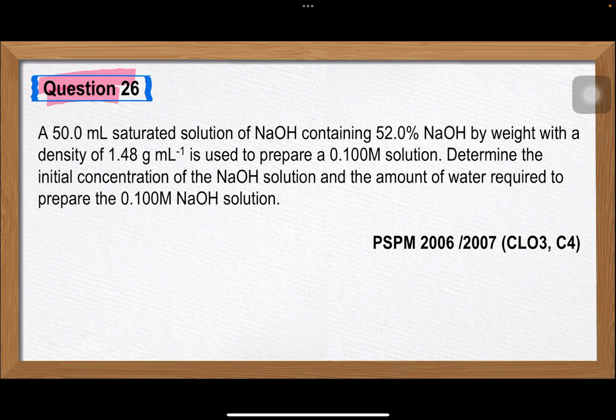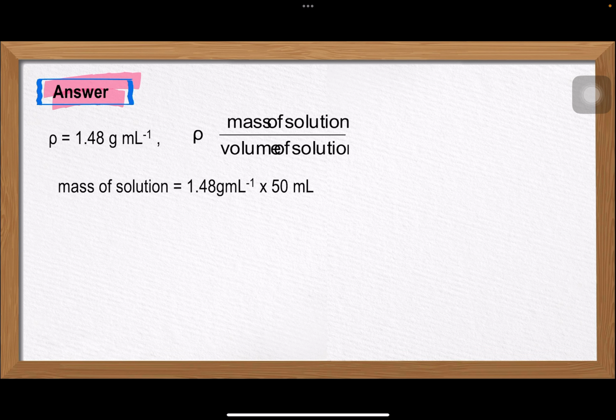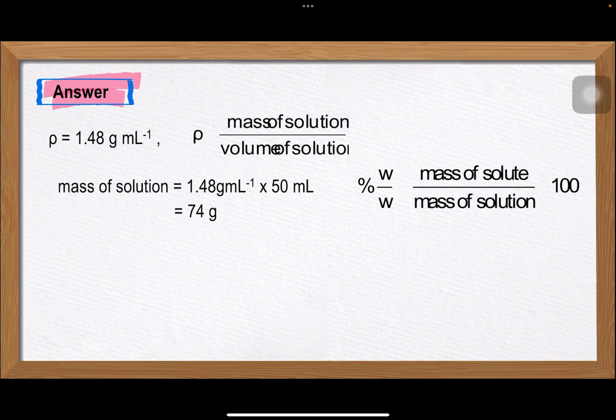50 ml saturated solution in NaOH contain 52% of NaOH by weight with a density 1.48 gram per milliliter used. Okay, so from here, from the density, we have density 1.48 gram per milliliter, and you are given the volume of solution is 50 milliliter. So from here we can get the mass of solution is 64 gram solution. So the percentage by mass given is 52%.